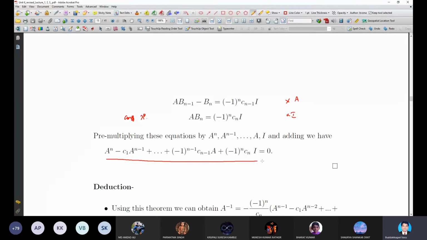So finally, you see this, what is this equation? It very clearly satisfies the characteristic equation. A satisfies its own characteristic equation. This is what the Cayley-Hamilton theorem states. So that implies A satisfies its own characteristic equation, that is important.